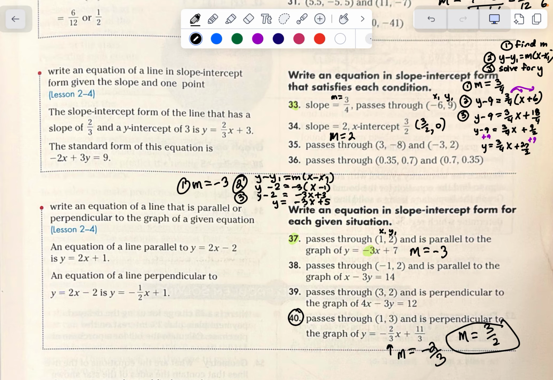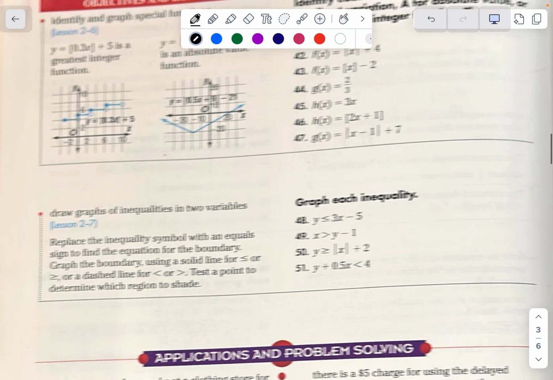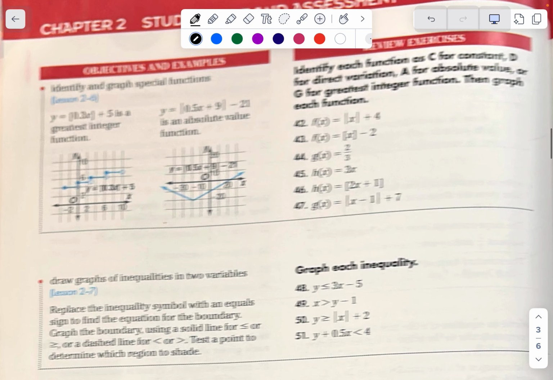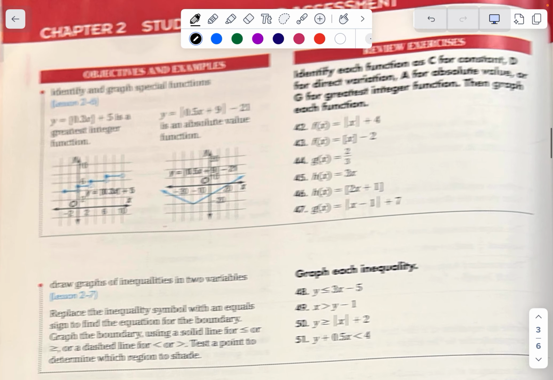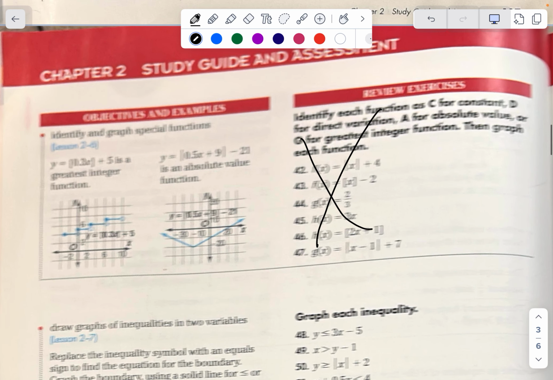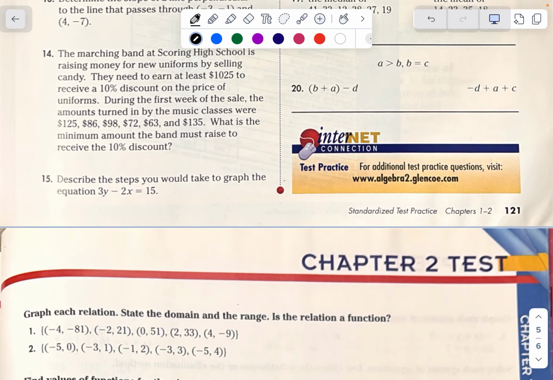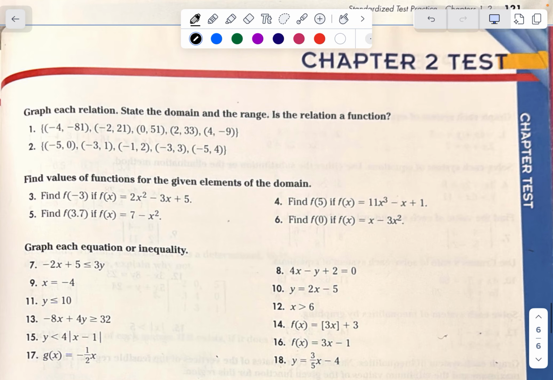Okay. Now, we're skipping that one. Those are so fuzzy. Let's just skip that. You know what? Let's jump now to the very, very last page. See where it says Chapter 2 test? That's the Chapter 2 test review.